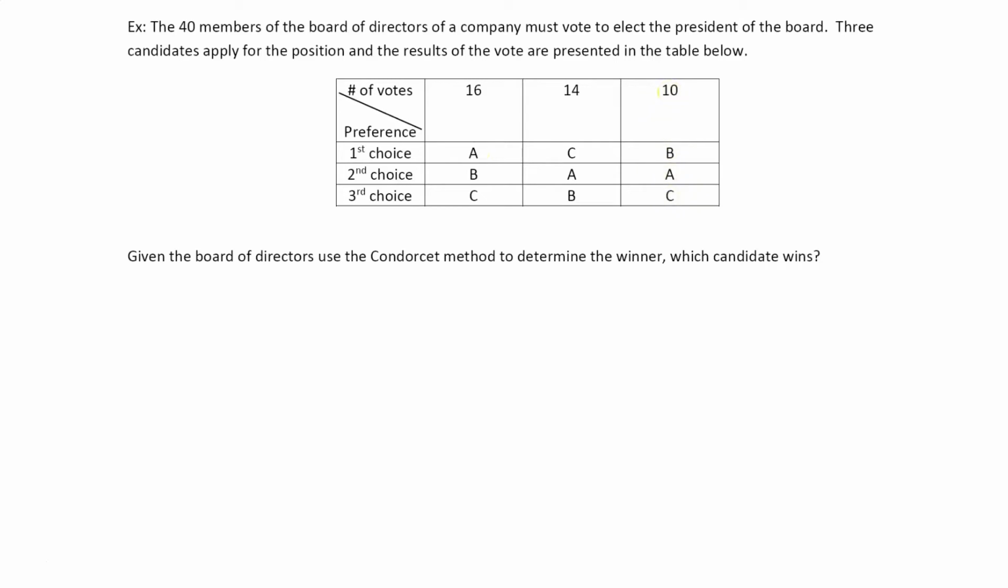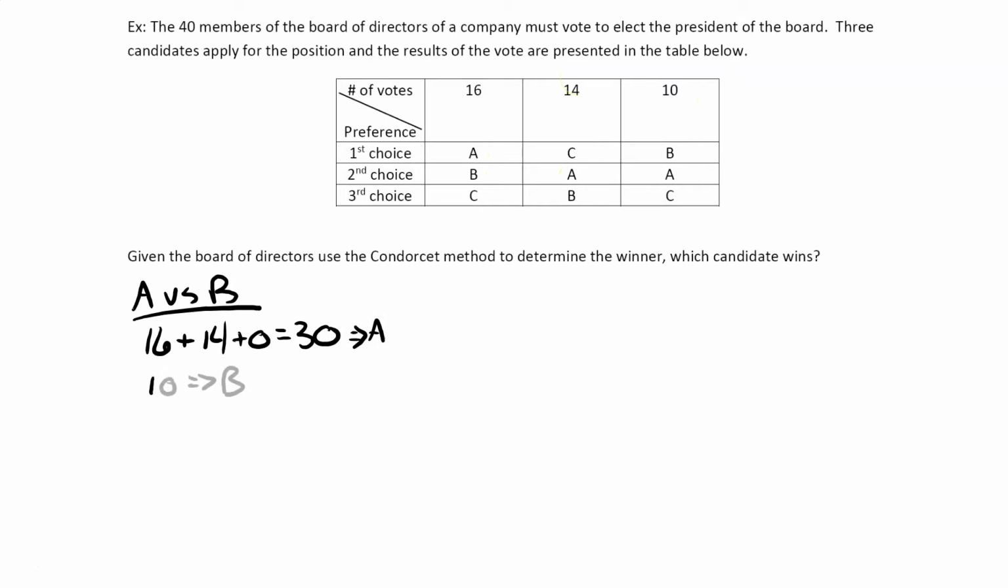First thing we're going to do is see how option A did versus option B. Looking at this first ballot, we've got 16 people who voted A over B. So those 16 people preferred A. In the second column, there are 14 people, and here again, even though A was their second choice, they still ranked it higher than B. So from that second column, there are 14 voters who still preferred A to B. Looking at the third column, we can see that B is ranked higher than A, so none of those voters preferred A to B. So in the A versus B battle, A got 30 votes and B only got 10 votes. Therefore, we can say that A versus B, A wins.